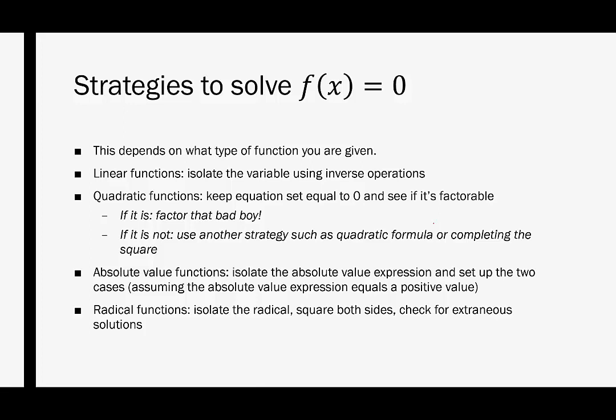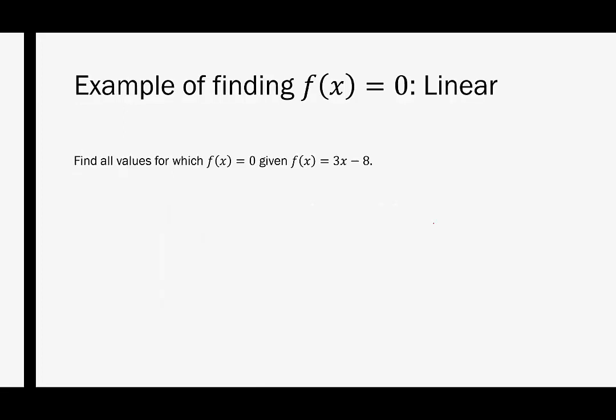If you're given an absolute value function, isolate the absolute value expression and set up the two cases. I say set up the two cases, I'm assuming that the absolute value expression is equal to something positive. If it's not, then you have to see what to do. If it's equal to 0, then there's only one case. If it's equal to something negative, then there were no zeros to begin with. And if you have a radical function, isolate the radical, square both sides, check for extraneous solutions.